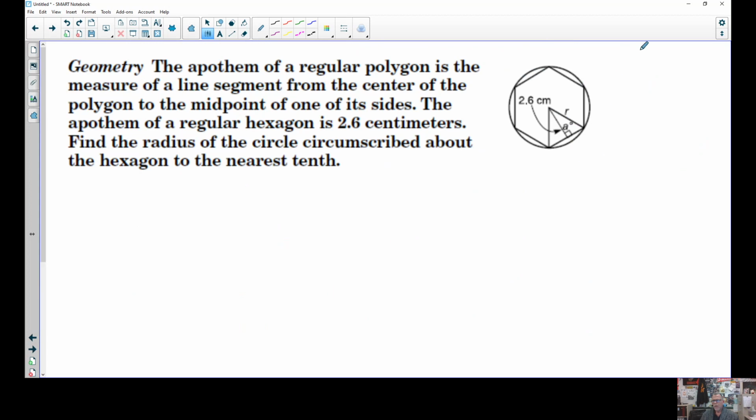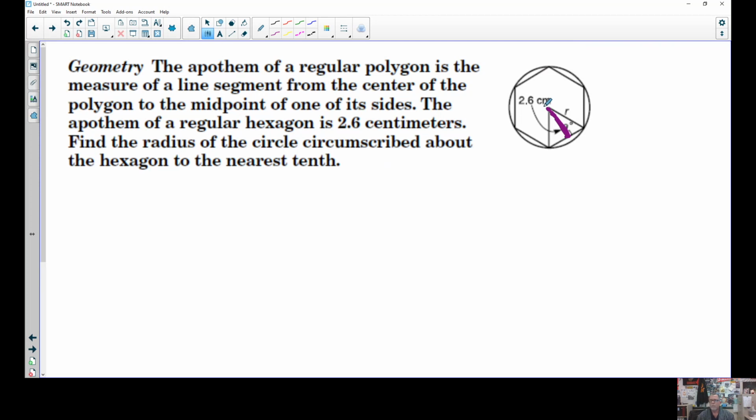Let's go to the next one. Now we're going to pull in some of your geometry. The apothem of a regular polygon is the measure of a line segment from the center of the polygon to the midpoint of one of its sides. That's this part right here, guys, from this center to the midpoint of the side of this polygon, the polygon being a hexagon here, right? So this length is the apothem.